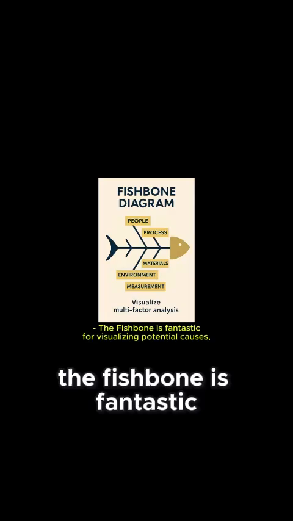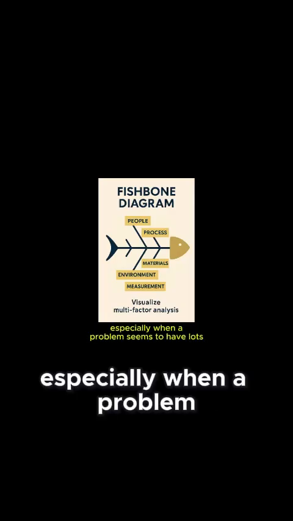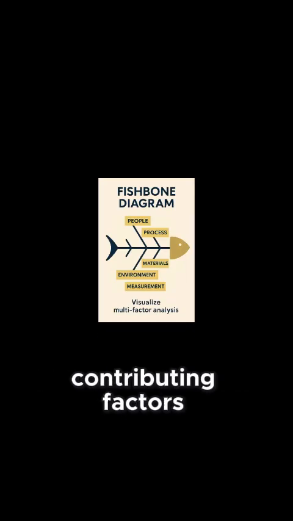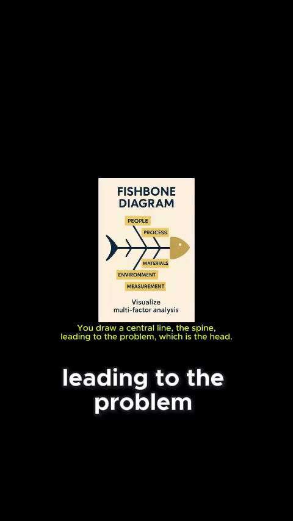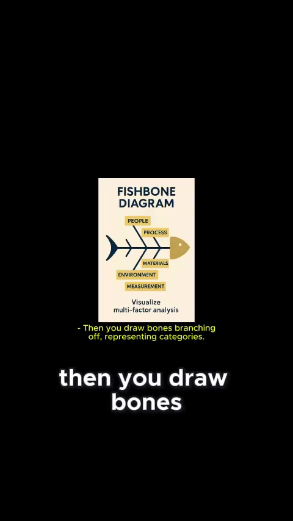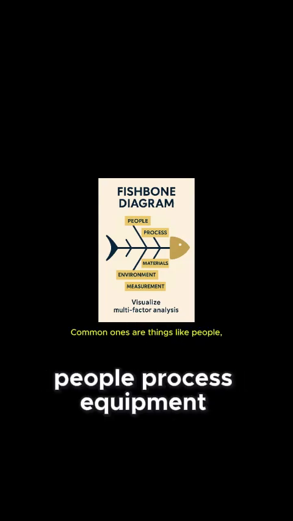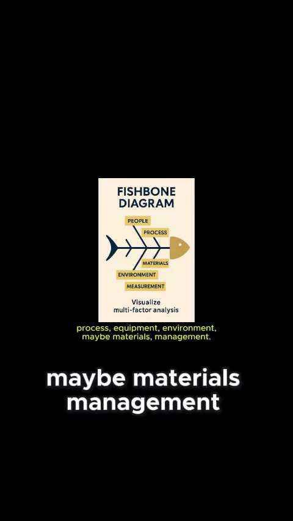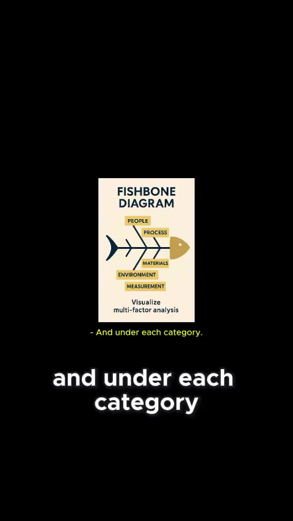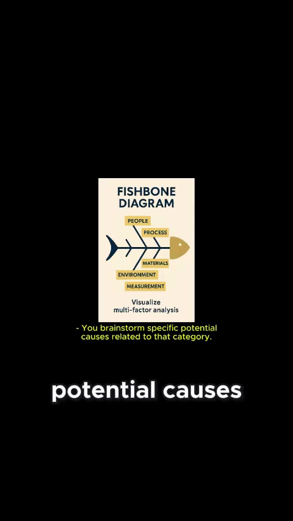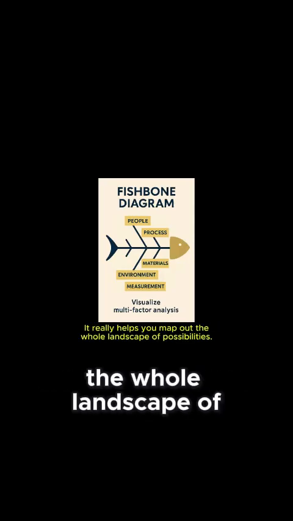The fishbone is fantastic for visualizing potential causes, especially when a problem seems to have lots of contributing factors. You draw a central line, the spine, leading to the problem, which is the head. Then you draw bones branching off, representing categories. Common ones are things like people, process, equipment, environment, maybe materials, management. It depends on the context. And under each category, you brainstorm specific potential causes related to that category. It really helps you map out the whole landscape of possibilities.